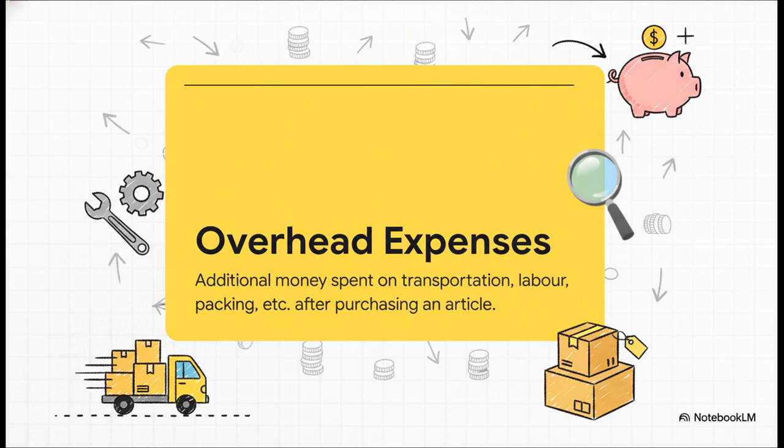It had to be shipped to the store. Someone had to unpack it. Maybe it needed some assembly. All of that costs money. We call those overhead expenses. And trust me, they're a very real part of the true cost of an item.